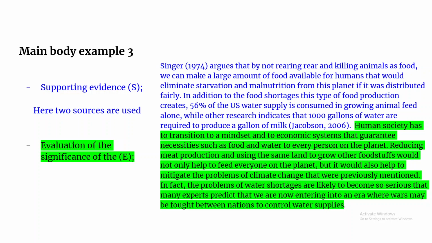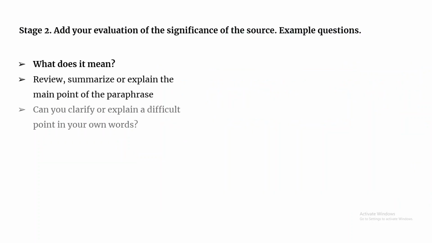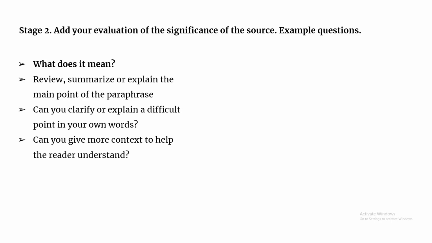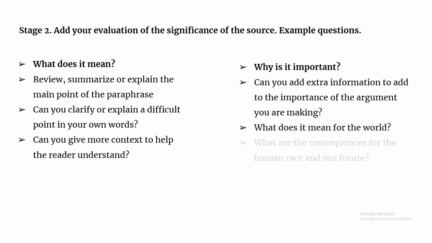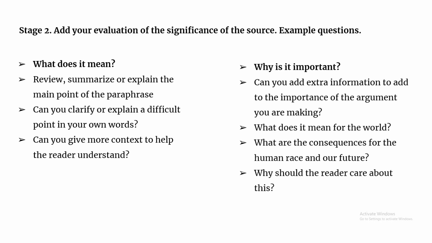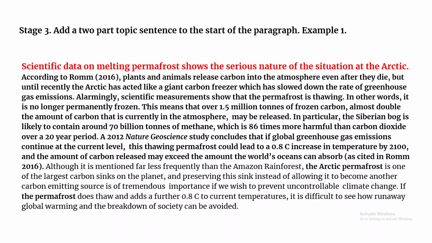Now let's take a look at the questions we can use to develop this stage of the paragraph one more time. So we can ask these questions under the headings, what does it mean and why is it important? So those are the first two stages of academic paragraph writing. Let's move on and let's take a look at the third stage.